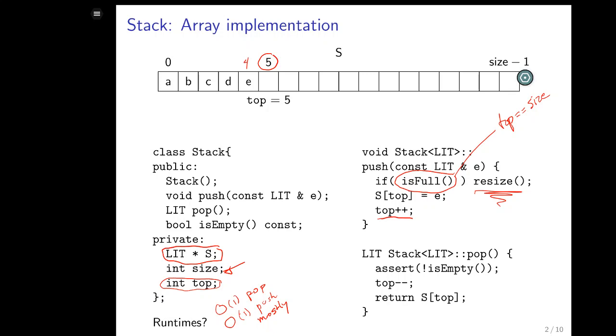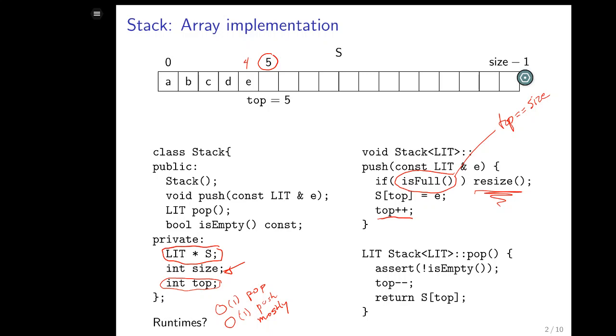How many people would make this public? IsFull should be public. Oh no, just don't look around. Just doing it. Excellent. Okay, how many people would make IsFull private? Why? Why would you make it private? All you people that raised your hand, you should have a reason for why you did that. Why do you want to make it private?